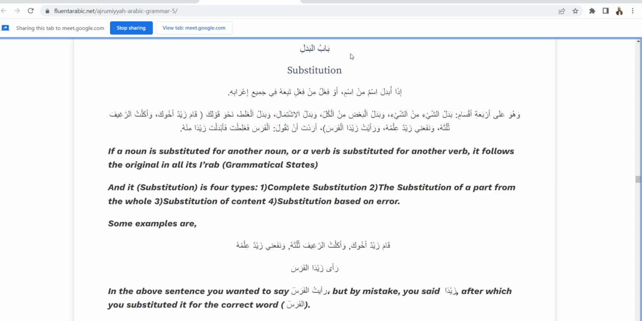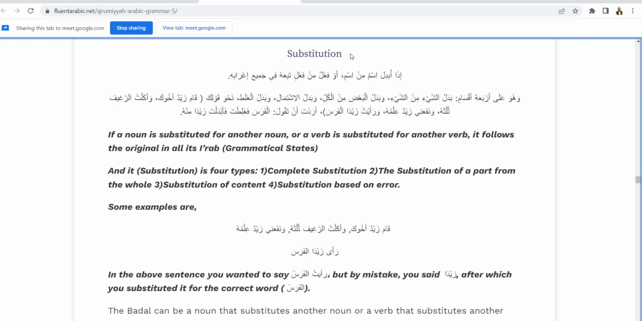Alhamdulillah wa sallallahu ala sayyidina Muhammad wa ala sahbihi ajma'in, amma ba'd. It says here, إذا أبدل اسم من اسم, when you do substitution, a noun from another noun, or فعل from فعل, a verb from a verb, then تبعه في جميع إعرابه. The second noun or verb follows the first in all of its i'rab, either nasb, raf', khafd or jazm. Jazm for the verbs, khafd for the nouns. And they are of four types.